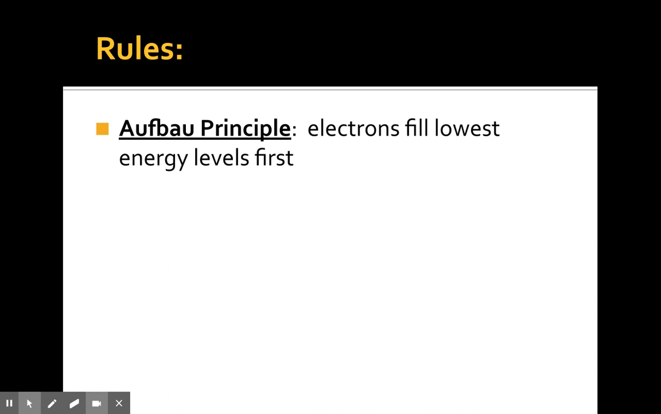Okay, so now these are the rules that you're going to add to your notes on page 4, which would be in your blue packet. There are 3 rules that go along with electron configurations. We are really only going to focus on the first one, but we'll define all 3. The Aufbau principle states that electrons fill lowest energy levels first. And once we do our example, I'll come back to these.